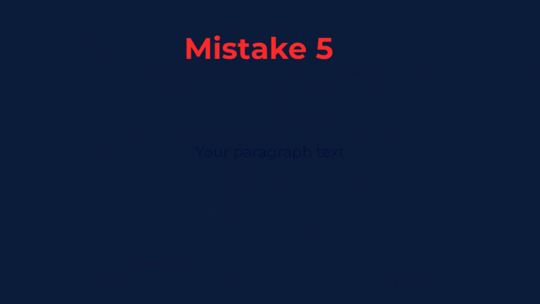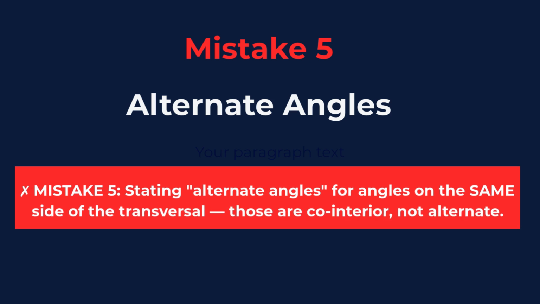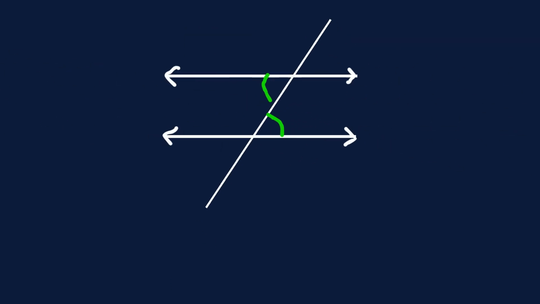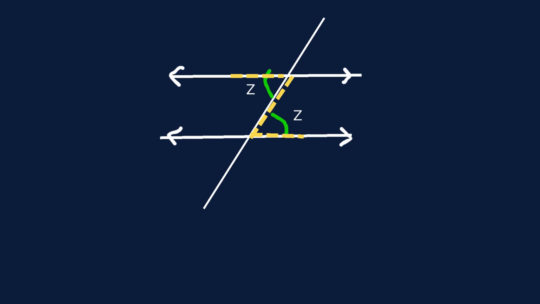Rule 5. Alternate angles, also called Z-angles. When a transversal crosses 2 parallel lines, alternate angles are on opposite sides of the transversal and they are equal. The memory trick here is the Z shape. Trace the letter Z, or backwards Z, on the diagram. The angles in the 2 corners of the Z are alternate angles. They are always equal. They are always on opposite sides of the transversal.